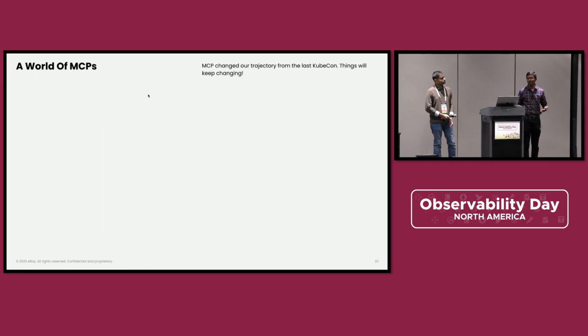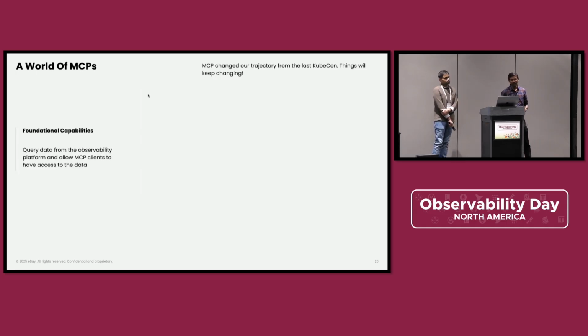Probably next KubeCon, if we have the good fortune of being able to talk about this more, it would be all centered around how we are using MCPs. But the focus should always be on building the foundational capabilities, being able to query data from the observability platform and allow MCP clients to have access to it. That's the foundational capability. And how can you do it in a way that minimizes the amount of context that you're occupying?